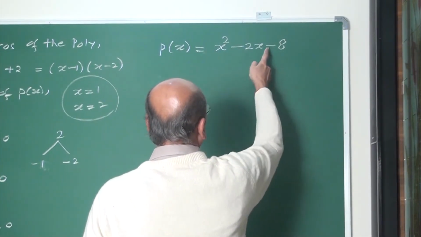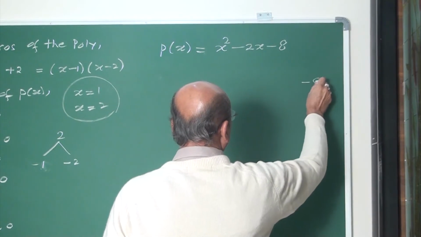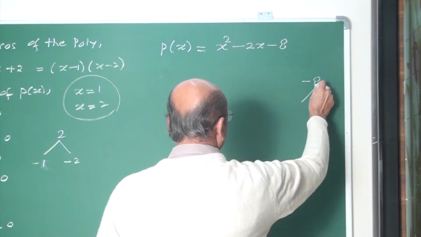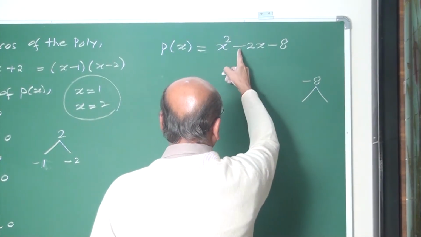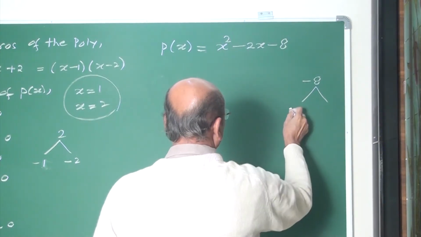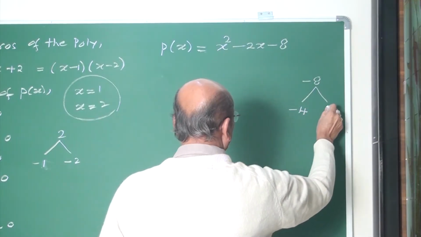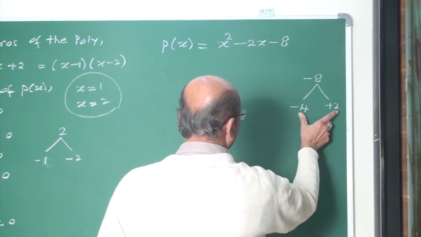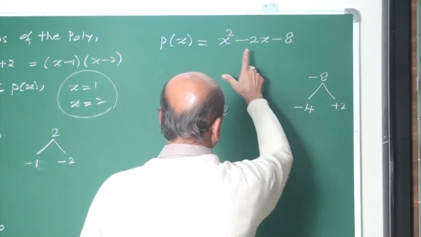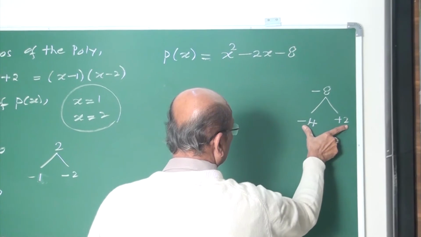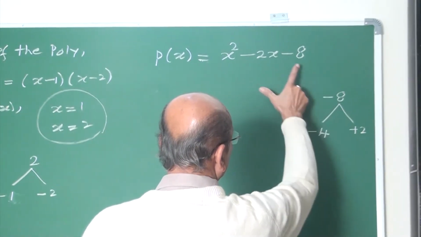It is 1 into minus 8, which is minus 8. You must split this, my friend, so that the sum is minus 2: it is minus 4 and plus 2. What is their addition? Minus 4 plus 2 is minus 2. What is their product? Minus 4 into plus 2 is minus 8.